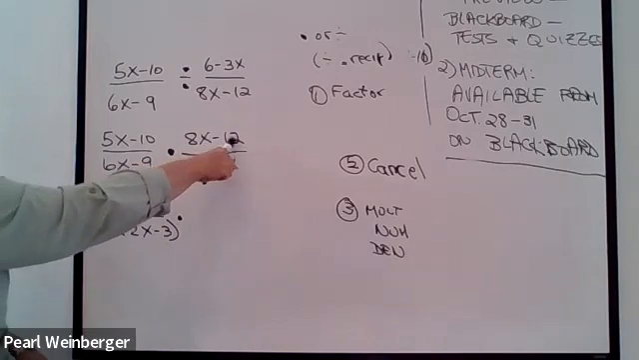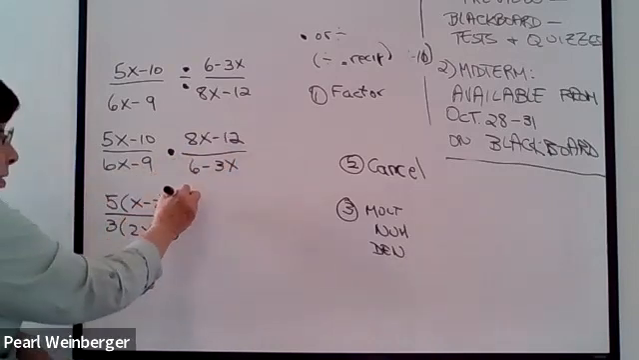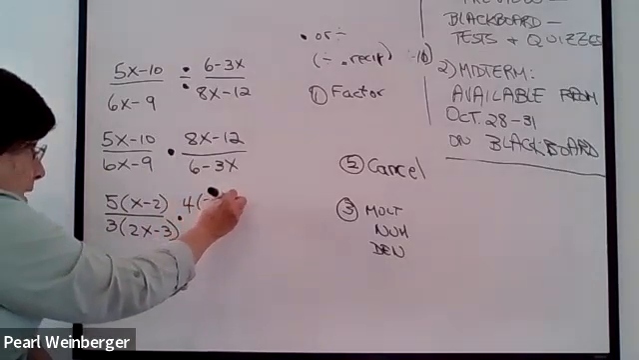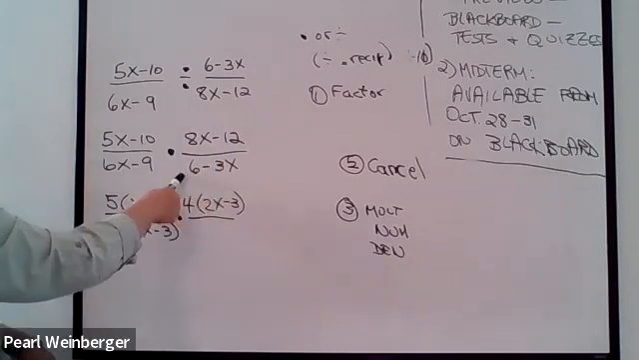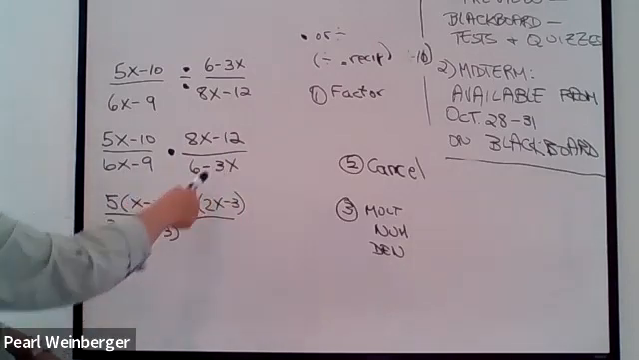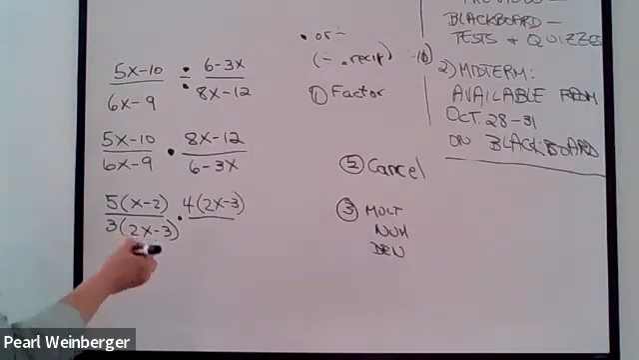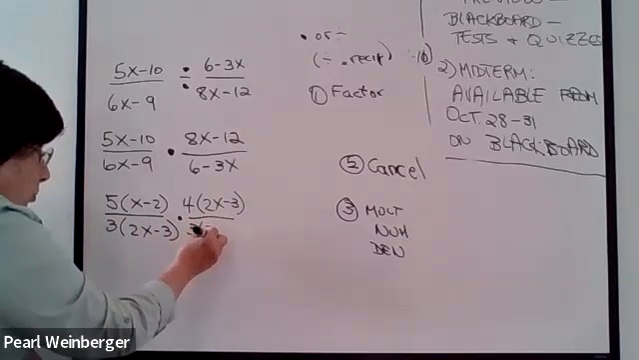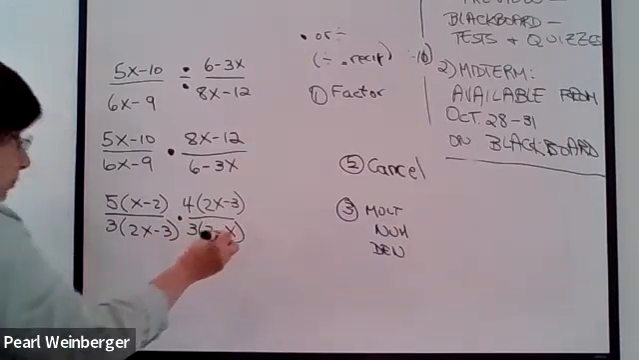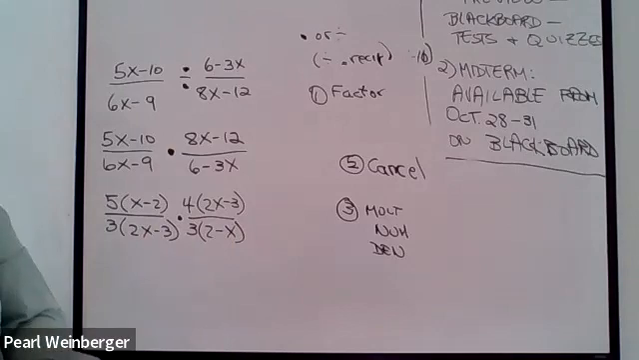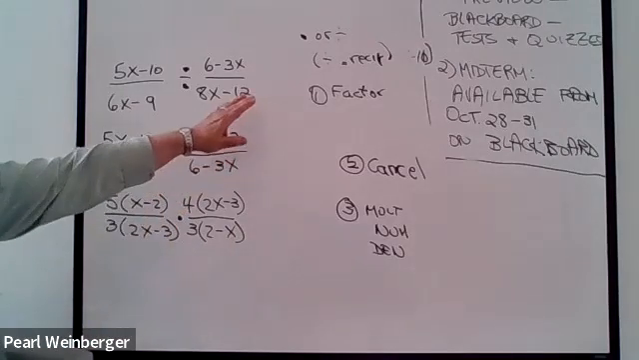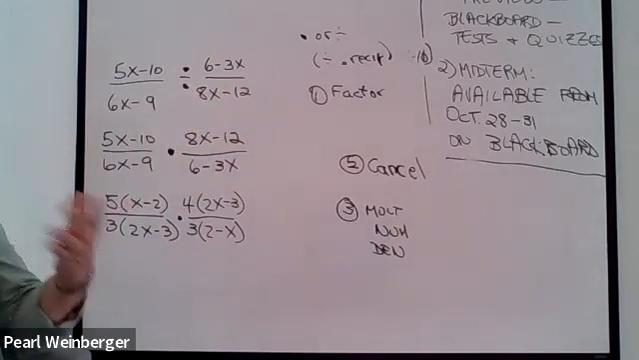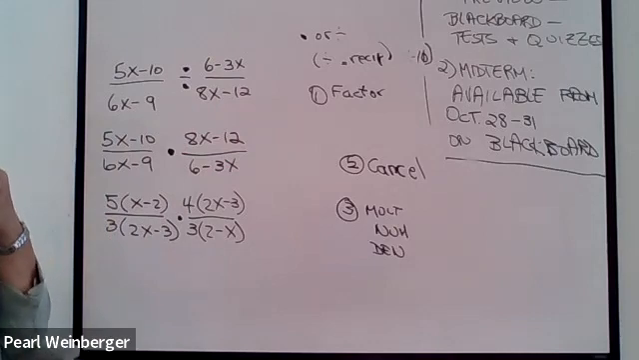Now we have 8x minus 12, and that has a common factor of 4. So we're going to get 2x minus 3. And finally, over here, in 6 minus 3x, my common factor is 3. So we're going to get 2 minus x. Okay, so we've done all the factoring. We're now at what we call the cross canceling or the cross reducing part.